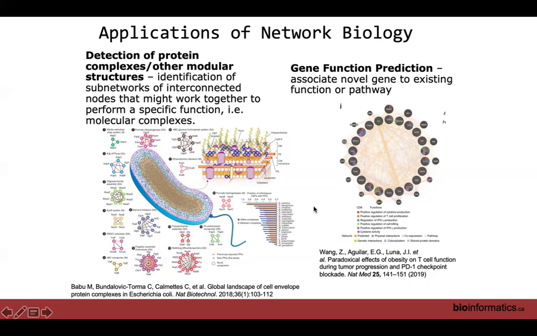Another interesting example of what we can use with networks is gene function prediction. If you have a set of networks, it doesn't necessarily have to be protein-protein interaction networks.